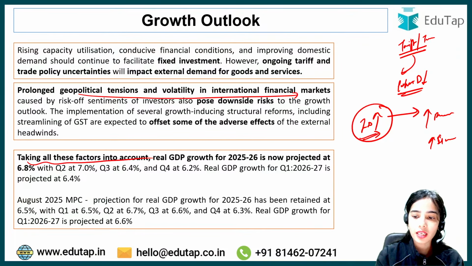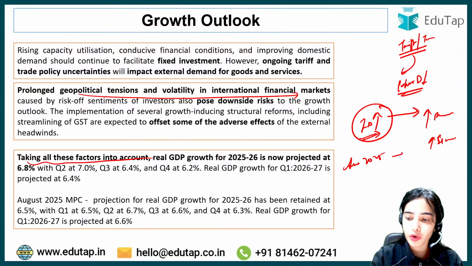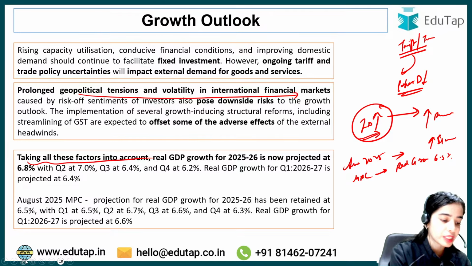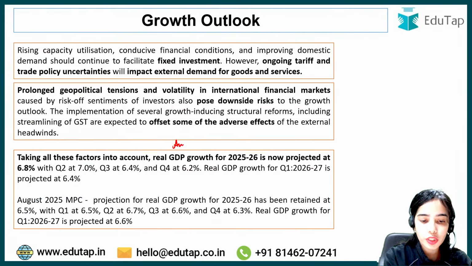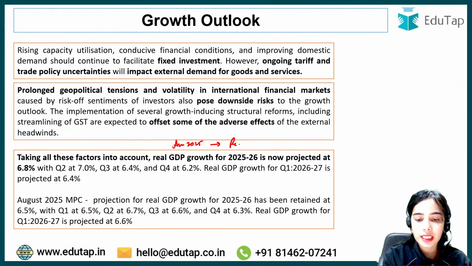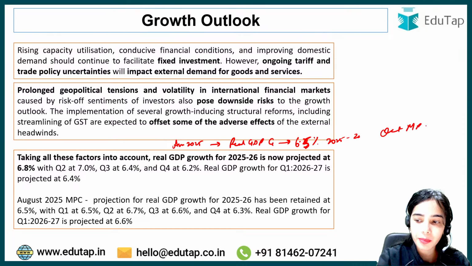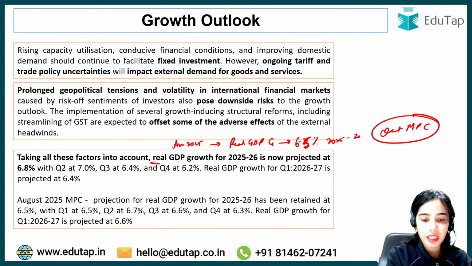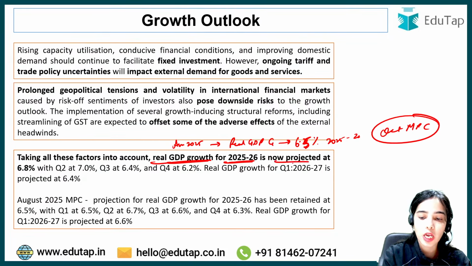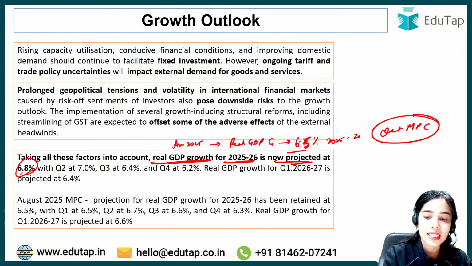Okay, and in August 2025, in the Monetary Policy Committee meeting, the real GDP growth forecast was given at 6.5% for 2025-26. Now in the October Monetary Policy Committee meeting, it has been said that the real GDP growth for 2025-26 is now projected at 6.8%, that is higher than before.